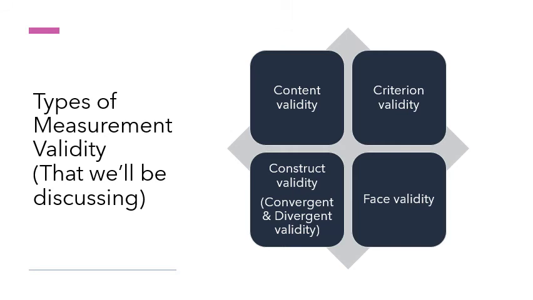So there's 4 types of validity that we'll be talking about. First one is content validity. Then we'll talk about criterion validity. We'll talk about construct validity, which can be separated into convergent and divergent validity. And lastly, we'll talk about face validity, which is actually a little bit different than all the rest of the validities, in my opinion at least.